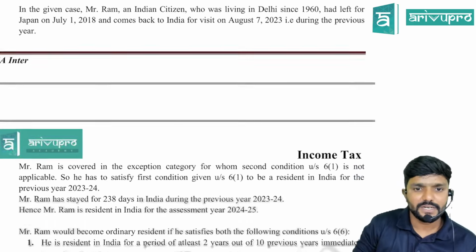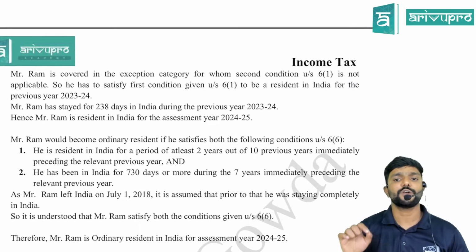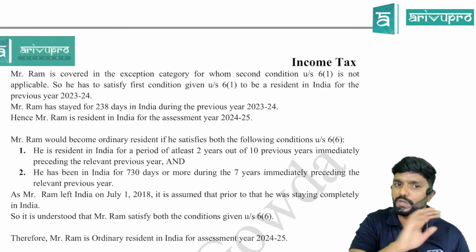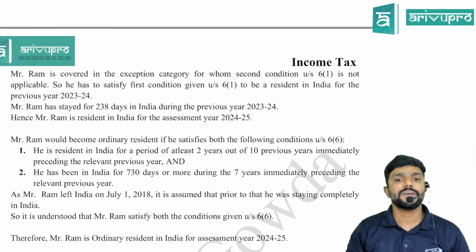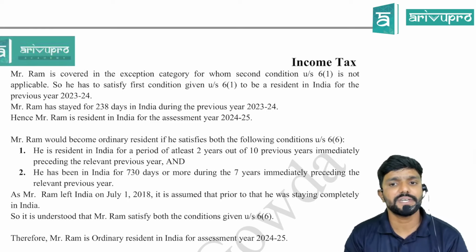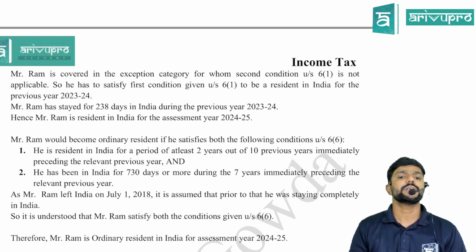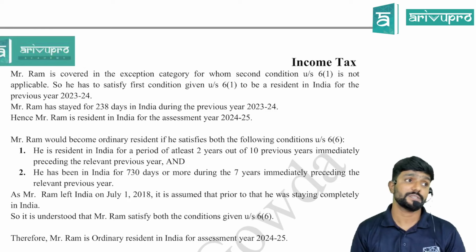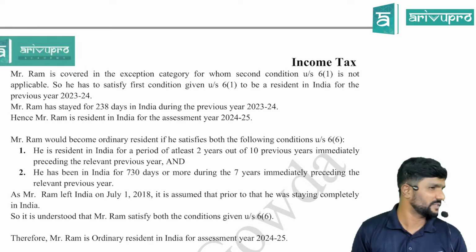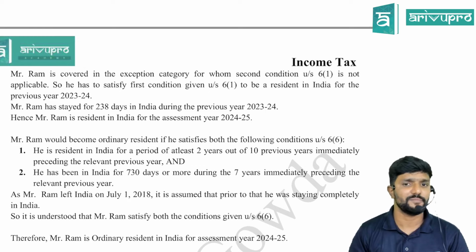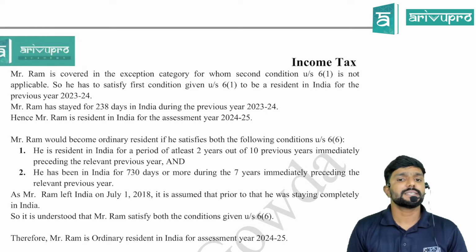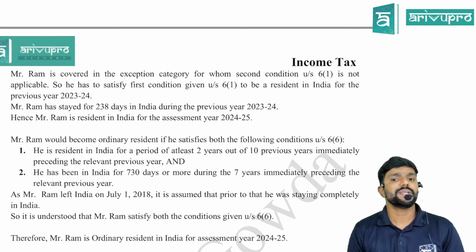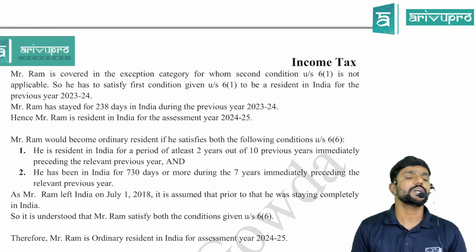So Mr. Ram is covered in the exception category for whom the second condition under section 6.1 is not applicable. So he has to satisfy the first condition given under section 6.1 to be resident in India for the previous year 23-24. Mr. Ram has stayed for 238 days. Even if you write 237, 236, the answer will not change. But they may deduct half marks. They will, guys, obviously. They will deduct at least half marks there. Mr. Ram has stayed for 238 days in India during the previous year 23-24. Hence, Mr. Ram is resident in India for the assessment year 24-25.